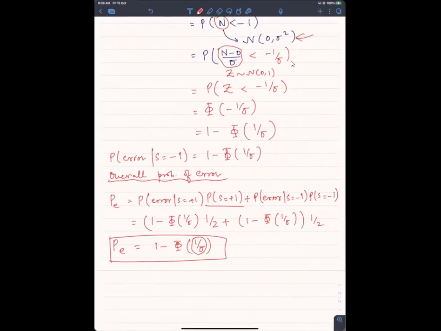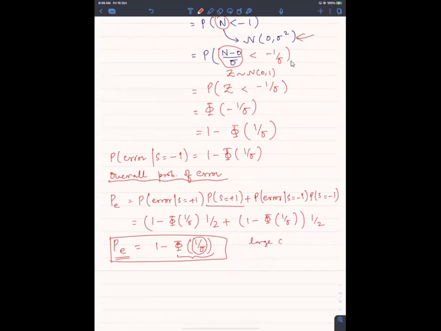Which means phi of 1 over sigma is small, so the probability of error will be large. So a large sigma will lead to a large probability of error. And this also makes sense considering that we told you sigma is the power of the noise. If the noise power is higher, then there is a higher probability that you will make an error.